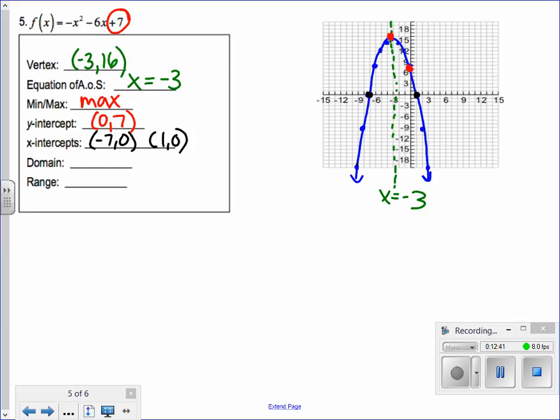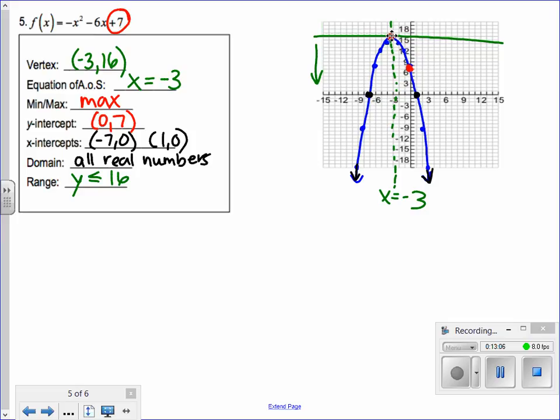Because my graph goes on forever to the left and the right, my domain is all real numbers. And my range always deals with y values. Now here, this time, my y values max out at 16, and everything's lower than 16. So I'm going to write the inequality y is less than or equal to 16.